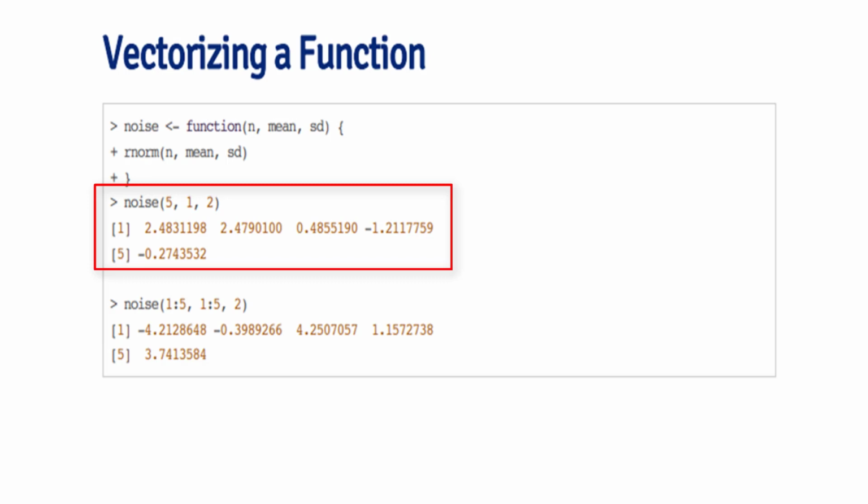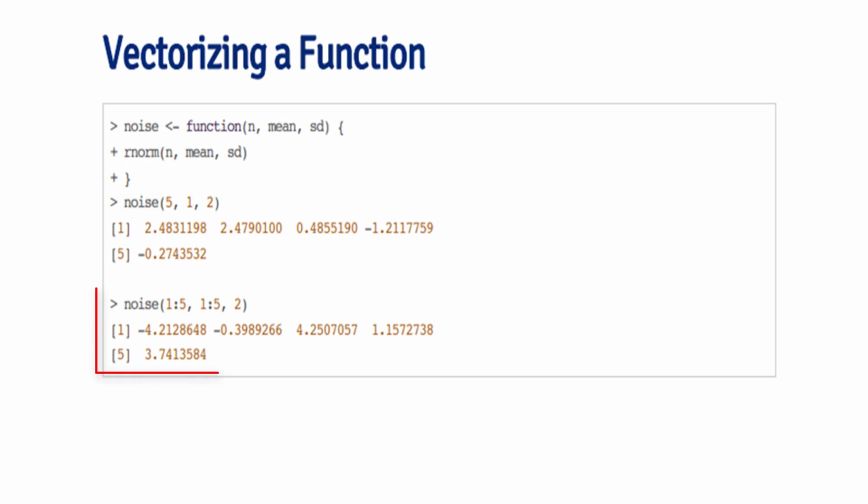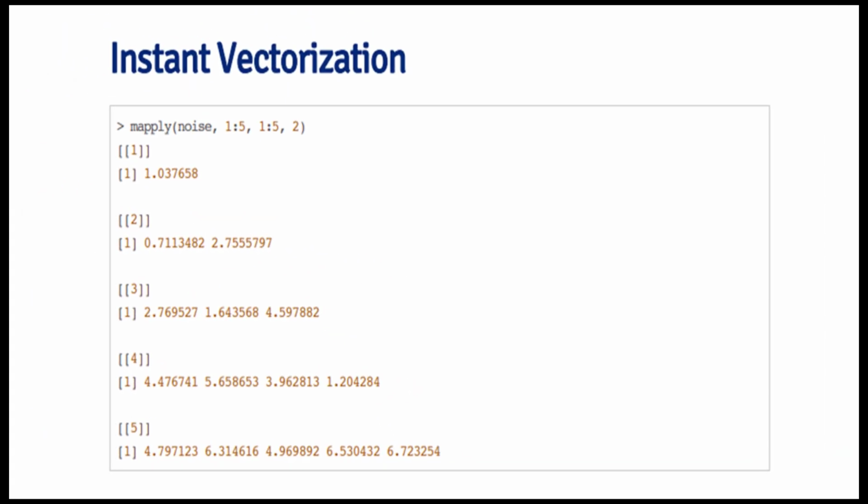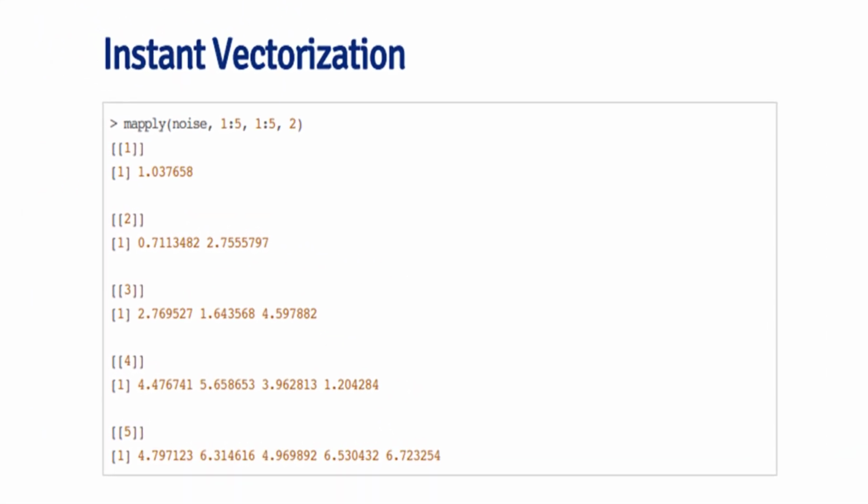However, this function doesn't work correctly if I pass it a vector of arguments. Now what's happening is I get a vector of 5 when I pass it 1 through 5 and 1 through 5. But really what I want to happen is to have 1 random normal with mean 1, 2 random normals with mean 2, 3 random normals with mean 3, etc., and then 5 random normals with mean 5. And that's what I get here when I use the mapply function.